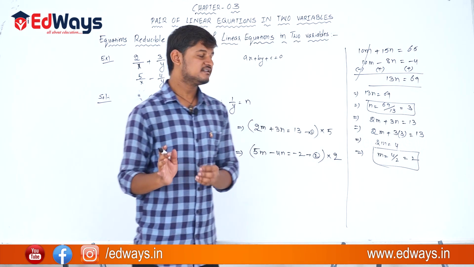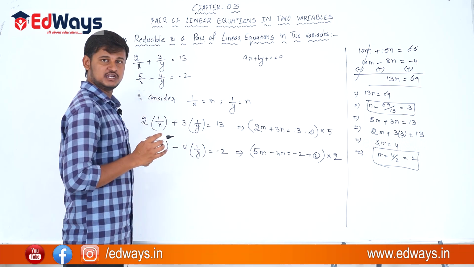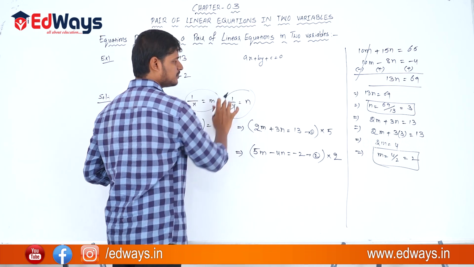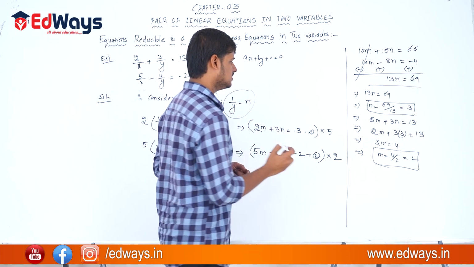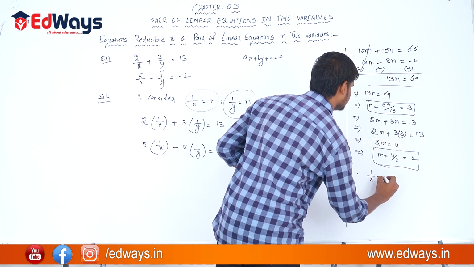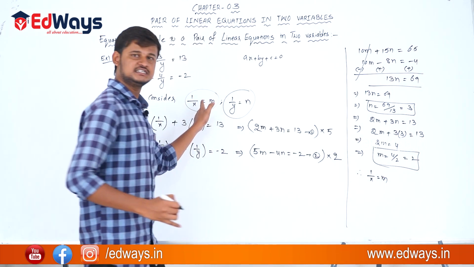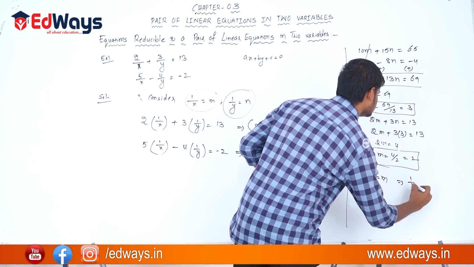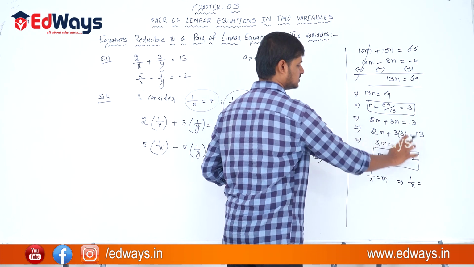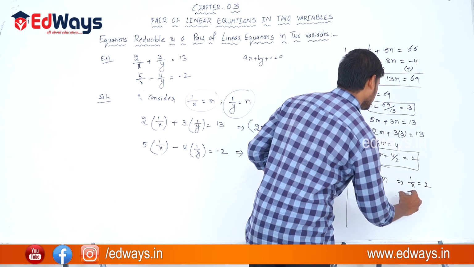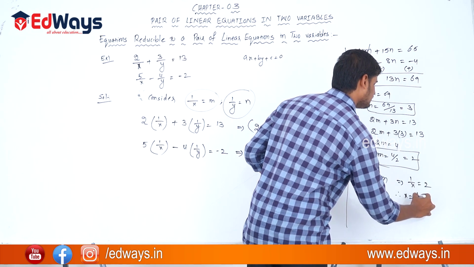But what we required, we have to find x and y values. So what we assumed here, 1 by x is equal to m and 1 by y is equal to n. So from here, 1 by x is equal to m. So what is 1 by x from here? 1 by x is equal to, in place of m I can substitute 2, right? So therefore x will be equal to 1 by 2.